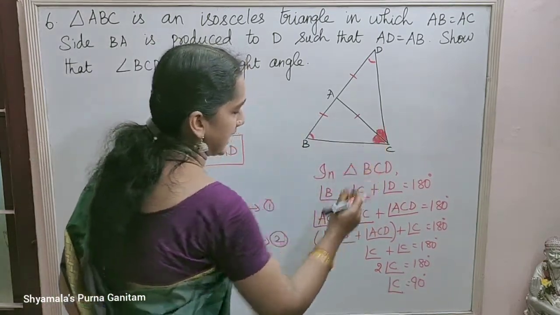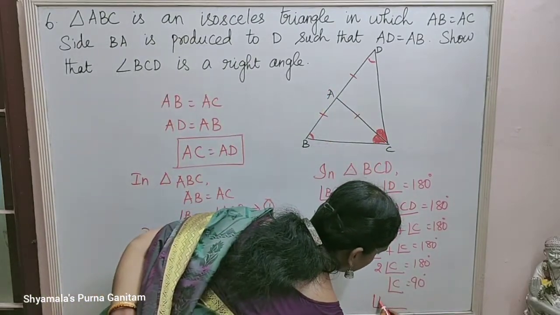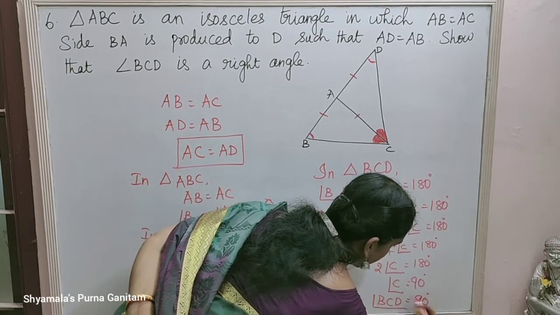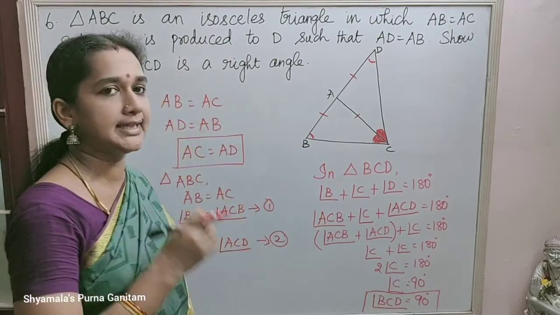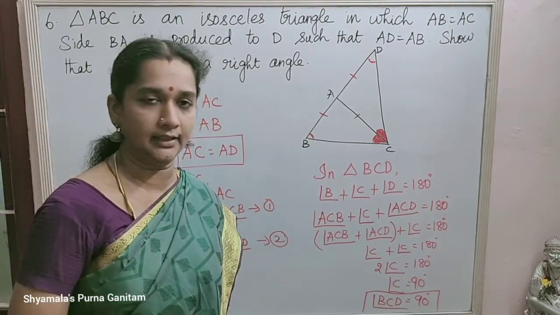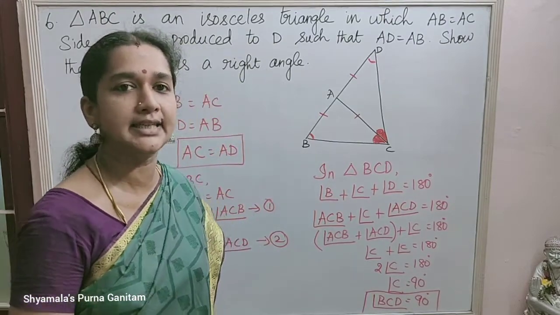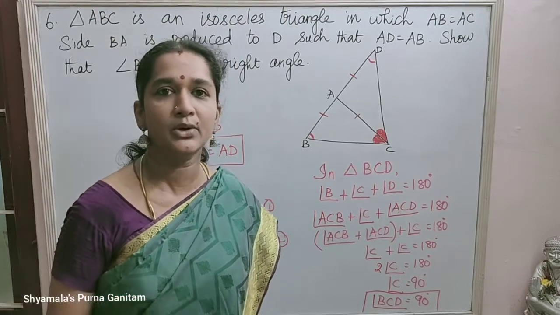Angle C is nothing but BCD. So angle BCD is 90 degrees, and 90 degrees means it is a right angle. So we have proved that angle BCD is a right angle. Okay, understood.